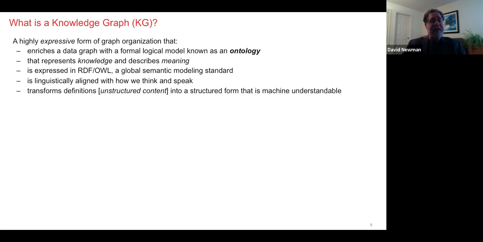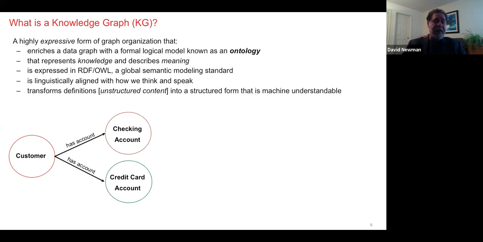A very standardized form of representing ontologies is a language called RDF-OWL. It's the global semantic modeling standard. It's a modeling standard that's best used to represent knowledge graphs because of its expressivity, and it's linguistically aligned with how we think and speak. And basically what this will do is allow us to take unstructured content, definitions, and translate it into a structured form that not only humans can understand, but machines can understand.